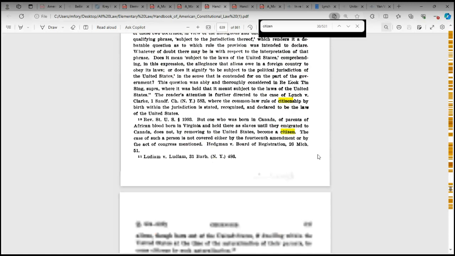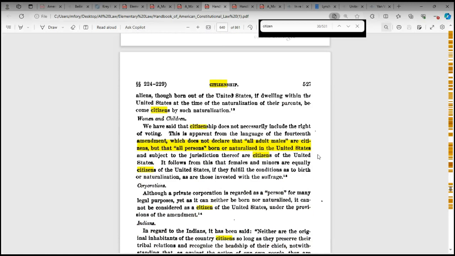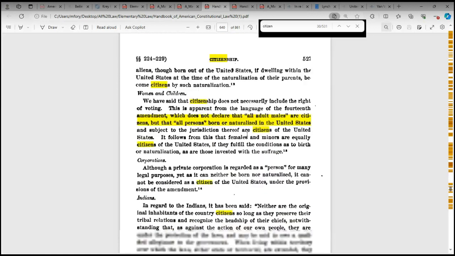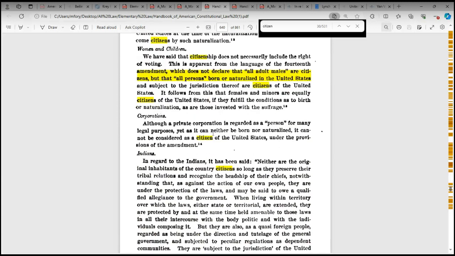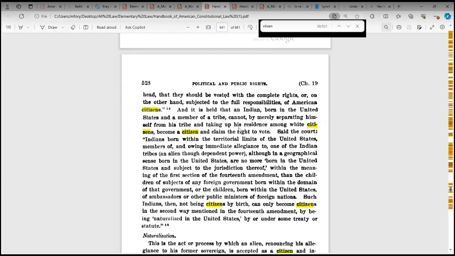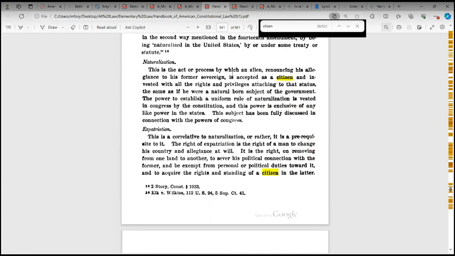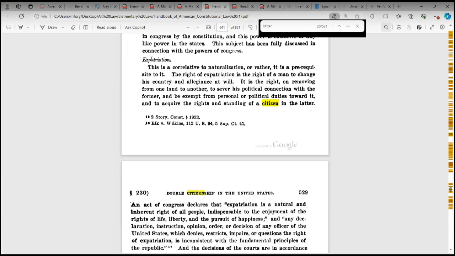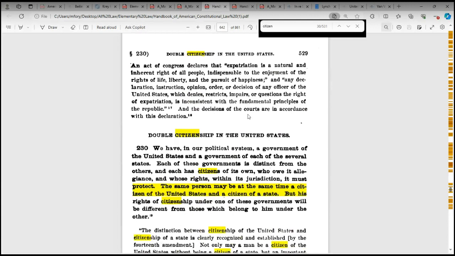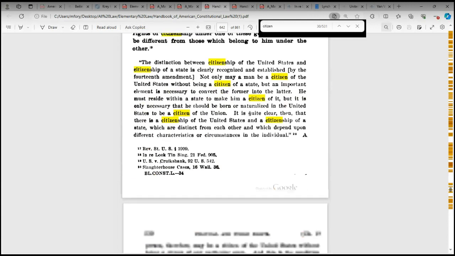The infant children of aliens, though born out of the United States, if dwelling within the United States at the time of naturalization of their parents, become citizens by such naturalization. They got a section on women and children, corporations, Indians. I'm not going to read those. I'm not going to read naturalization because that's a given. They got expatriation, right? Expatriation, which is a right that everyone has to do. I'm going to read this part right here.